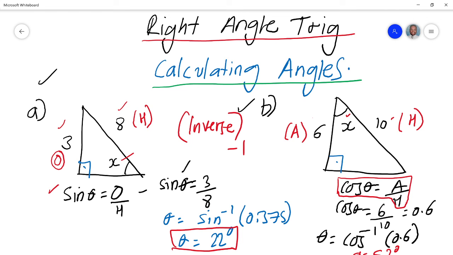So that's sine inverse 3 divided by 8, which is 0.375. In some calculators, you could literally enter that function and get the answer, which is 22. In B, we had cos, and what we did was we got theta is equal to cos inverse 0.6. And that answer is 53. All right. In the next set of videos, we're going to be talking about more questions involving angles, and in this case, use tan.